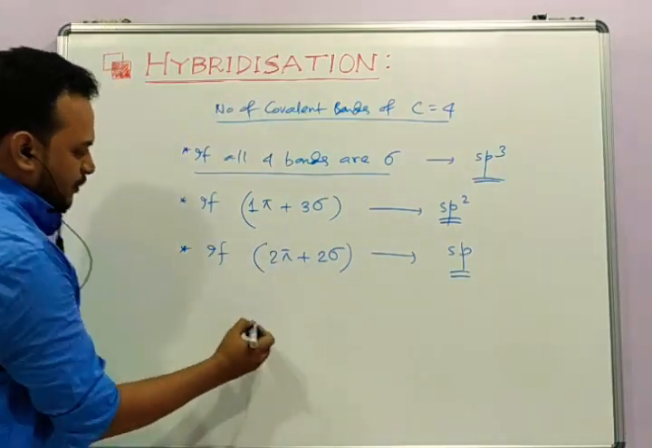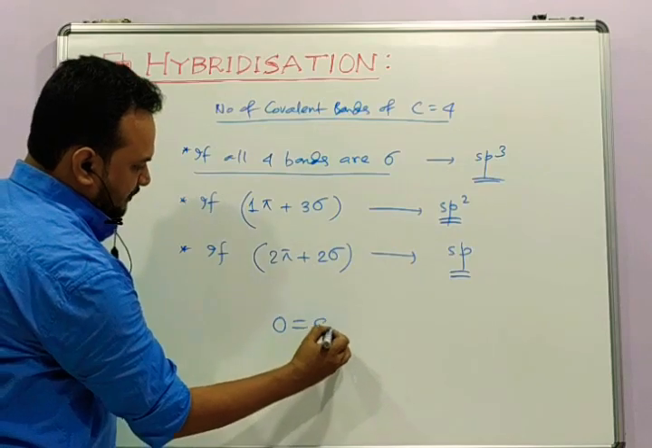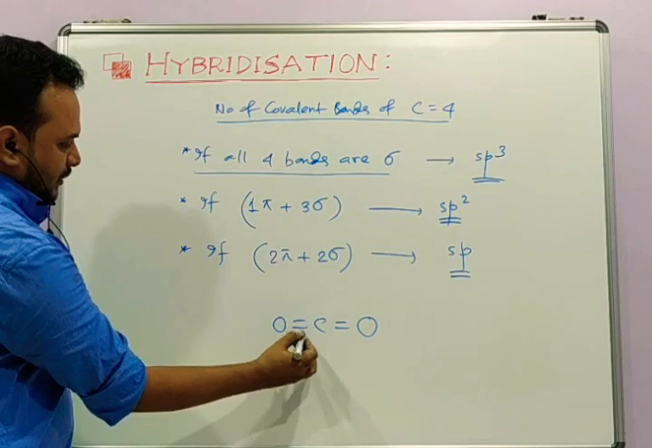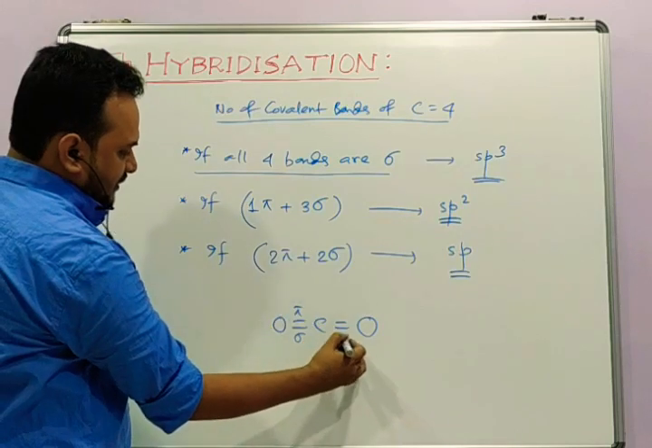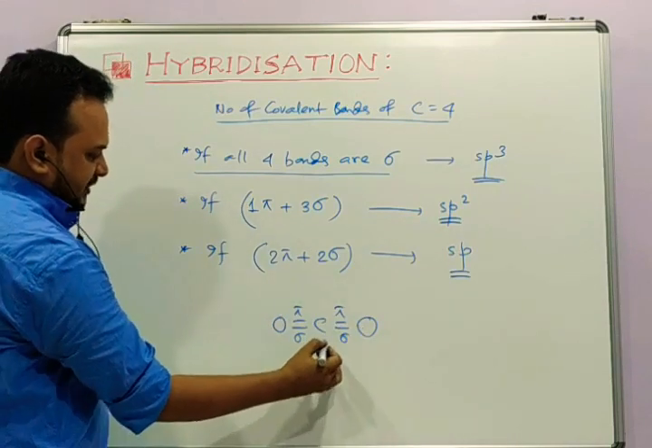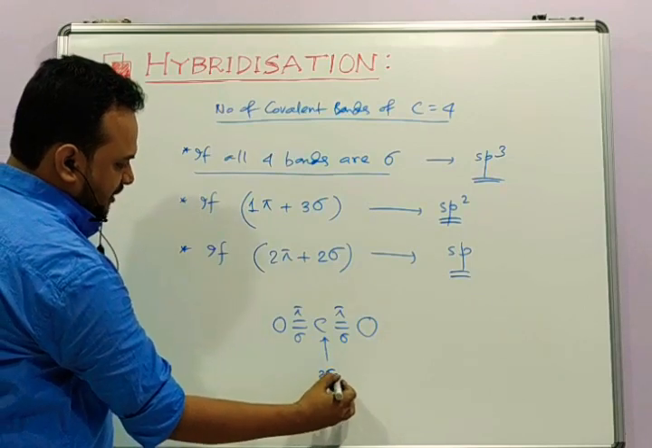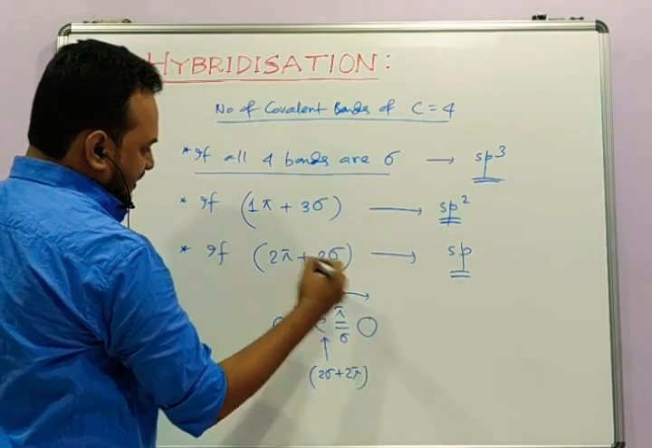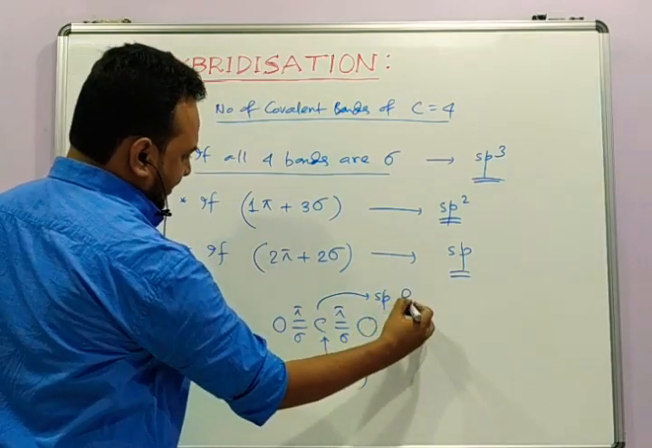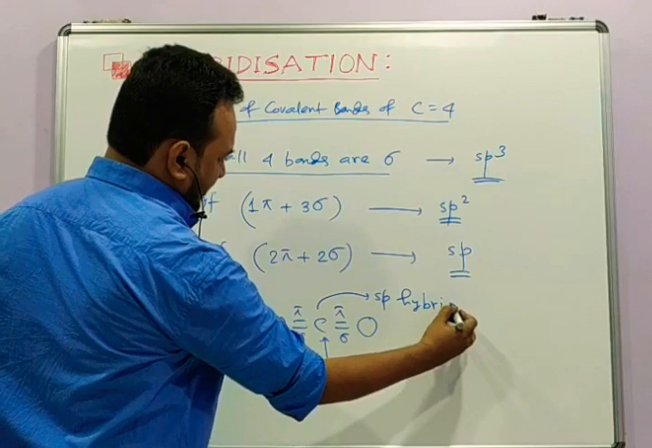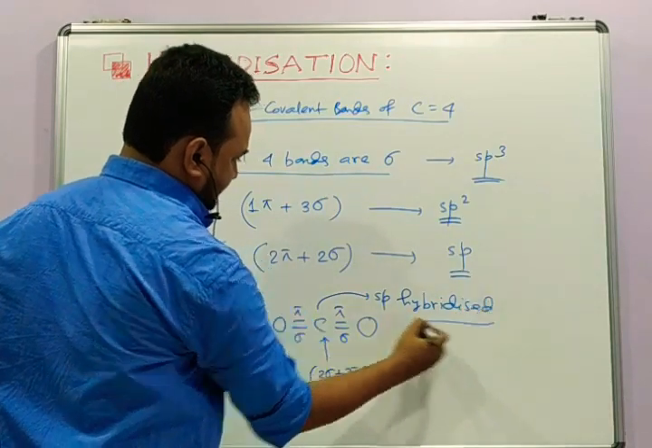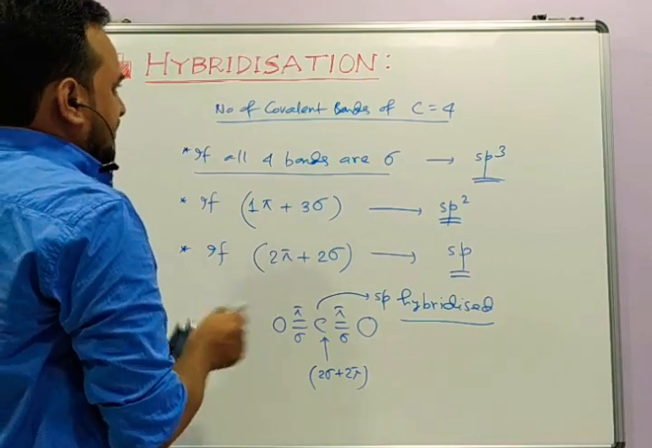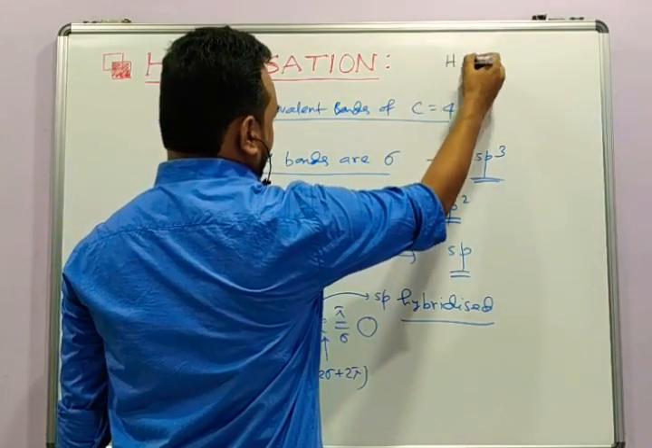If you take carbon dioxide, it is O double bond C double bond O, right? Since it is a double bond, only one will be sigma, the other will be pi. Here it is sigma, here it is pi. So this carbon atom is forming 2 sigma bonds plus 2 pi bonds. So without any hesitation, you can say this carbon is sp hybridized. If I give you another example, suppose acetylene, we know it is sp hybridized.